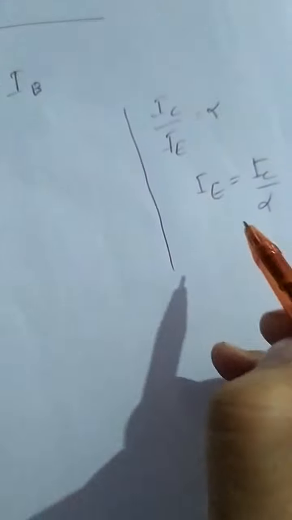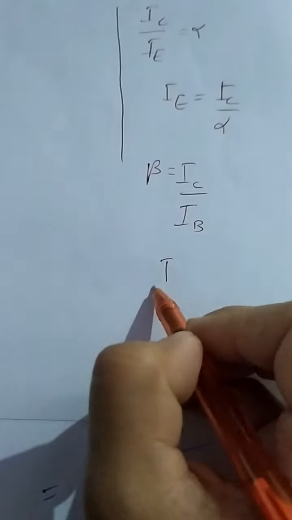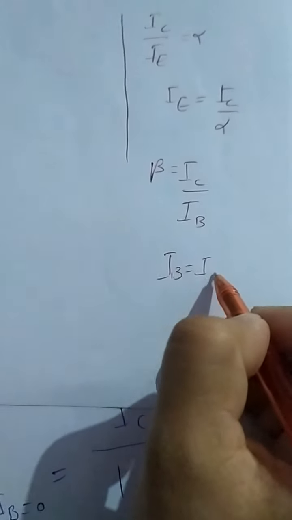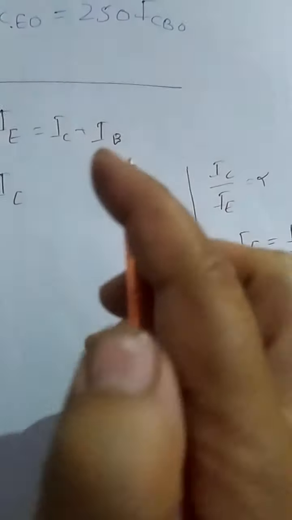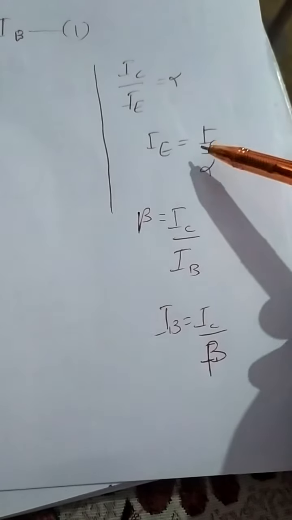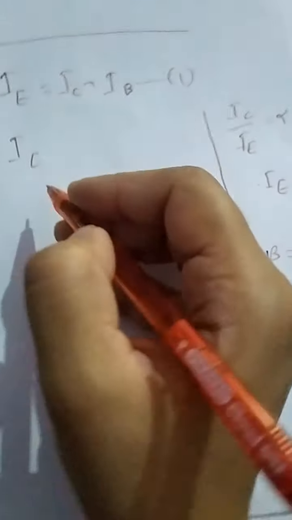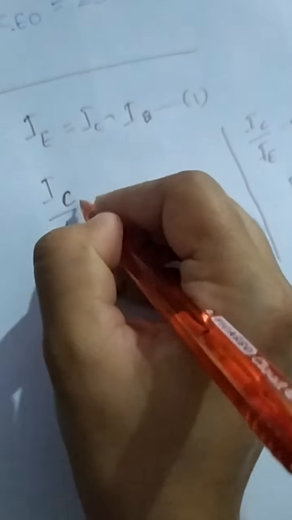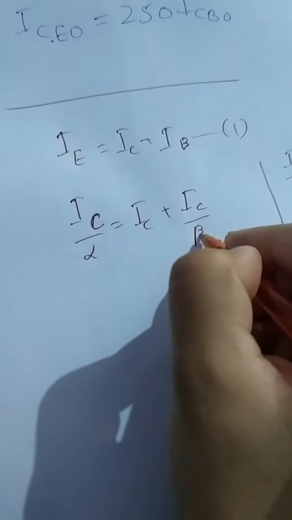And we know that beta is equal to IC over IB, so IB can be written as IC over beta. So in this equation number 1, इसमें हम IC को पुट कर सकते हैं, IE को पुट करेंगे IC over alpha और IB को पुट करेंगे IC over beta. So this will become IC over alpha is equal to IC plus IC over beta.